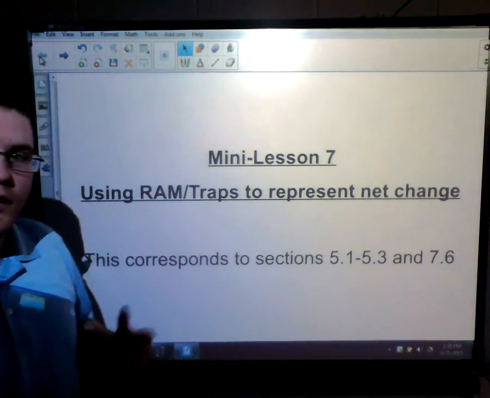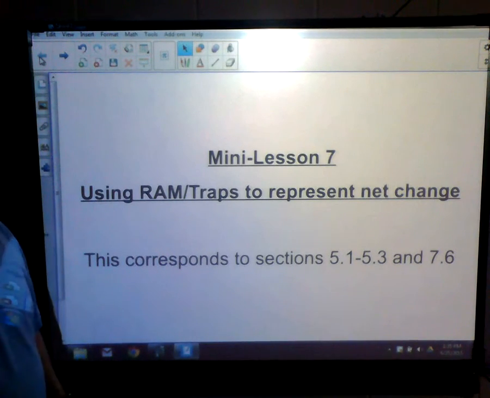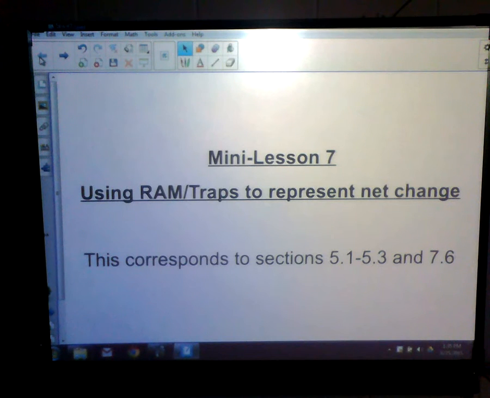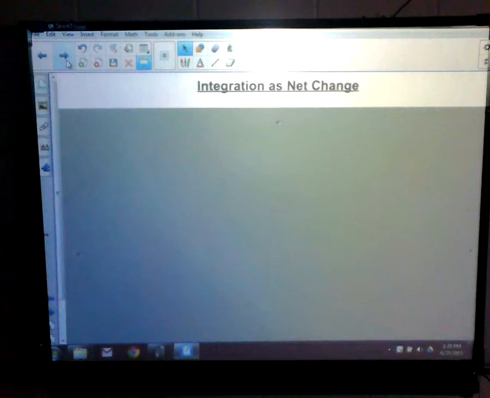Hello everyone, welcome back. We're going to talk about using RAM, which is rectangular approximation methods, and trapezoids to represent net change. This goes with sections 5.1, 5.2, 5.3, and 7.6, but in reality, this is kind of the most important topic in Chapter 5. So let's talk about this. I know we've talked about it in class, but a little review.